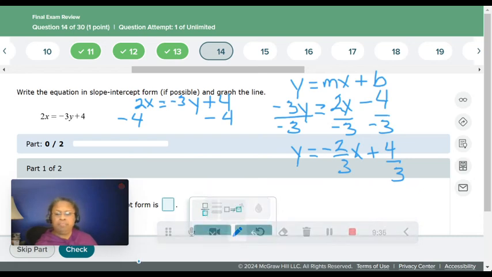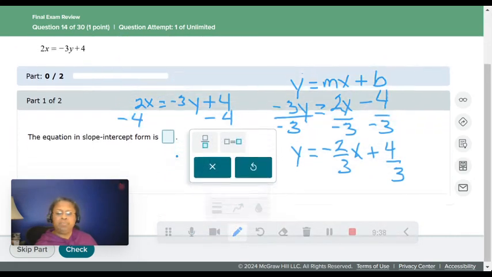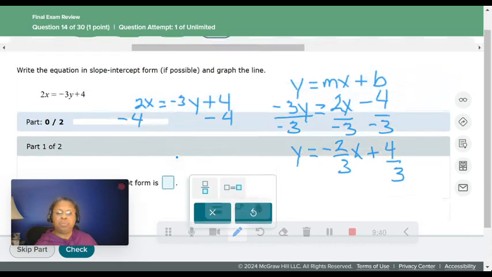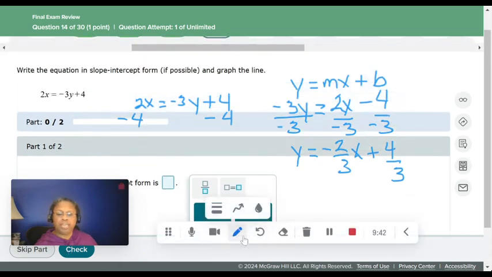All right, let's see if we have to do it all at once or do it in parts as far as checking.